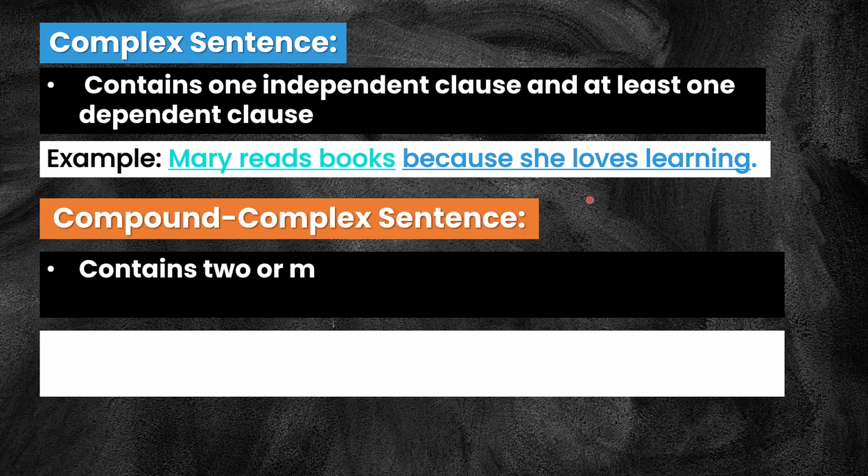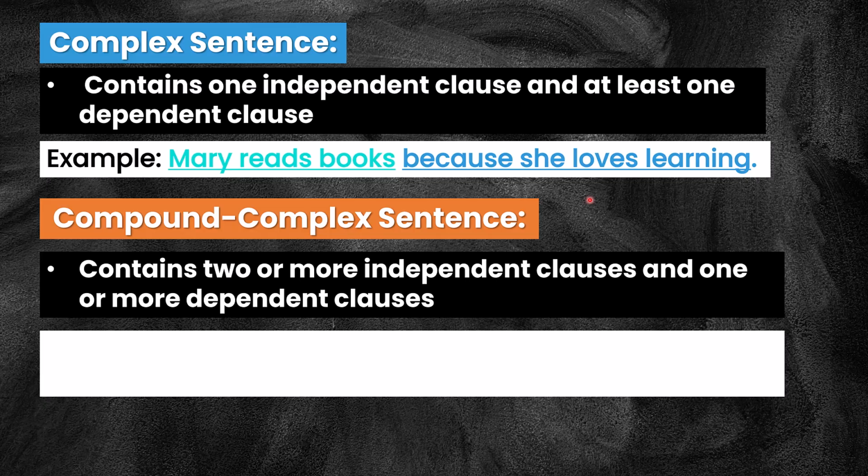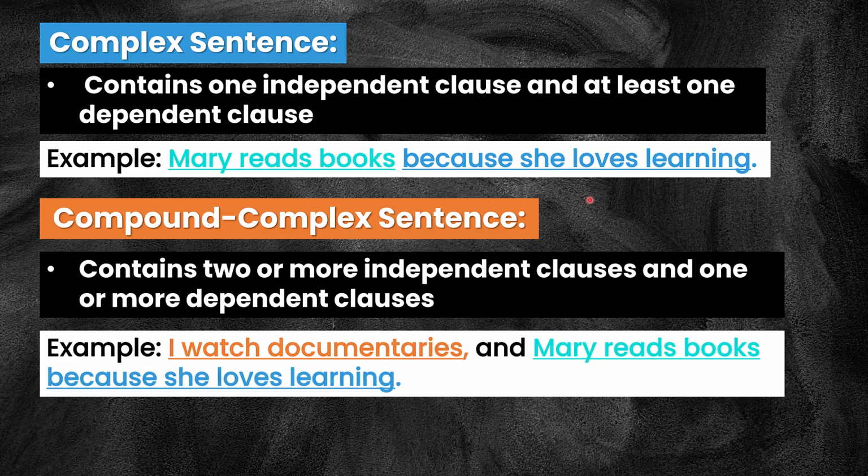And finally, we have compound-complex sentences, and they contain two or more independent clauses and one or more dependent clauses. For example, I watch documentaries and Mary reads books because she loves learning. We have an independent clause, I watch documentaries, and a second independent clause, Mary reads books, and a dependent clause, because she loves learning. If you want more help with the main sentence structure types, I have individual lessons on each of these, which you can find by clicking on the link in the description below.